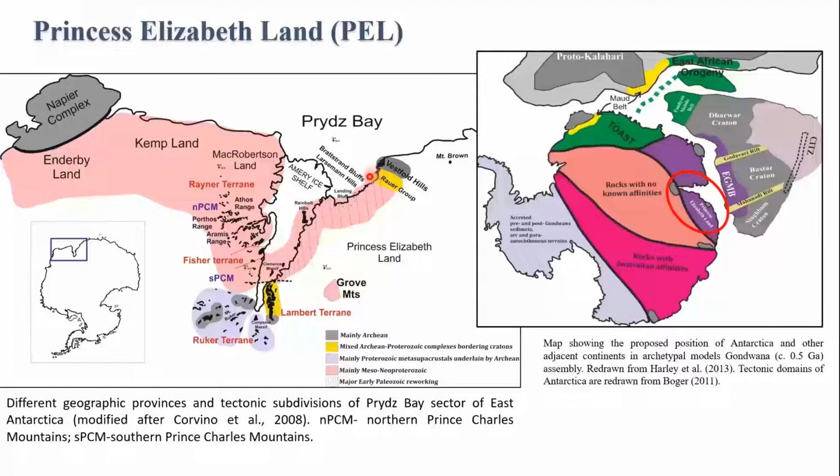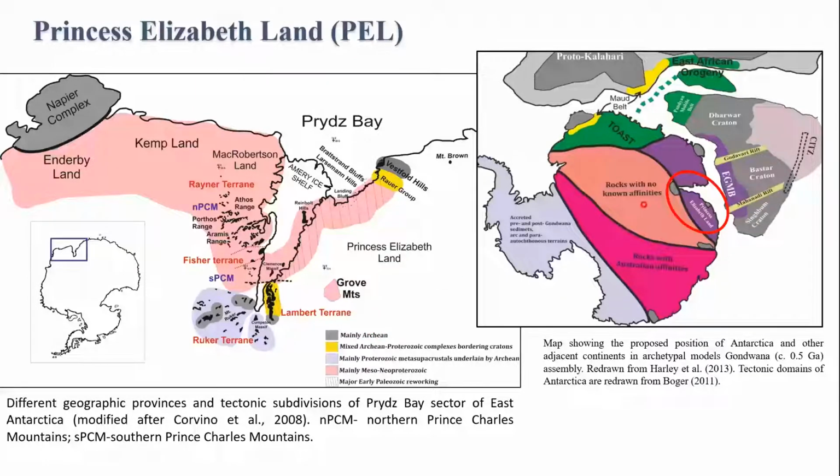Starting with Princess Elizabeth Land, it is one of the least explored sectors of East Antarctica, both in terms of the sub-ice geology, as well as regional glaciological and thermotectonic history, especially in the interior sectors. PEL is a crucial component of Gondwana assembly.